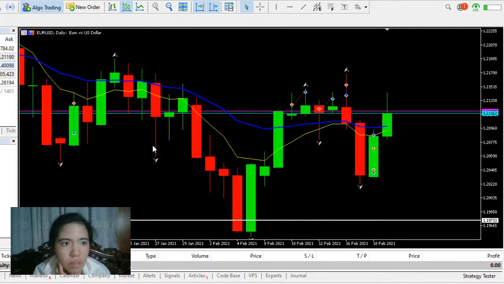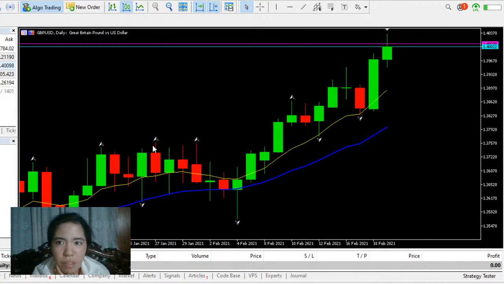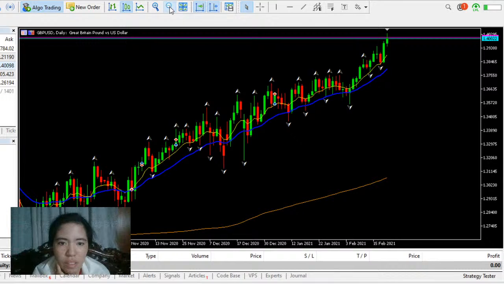GBP/USD. Well, as you can see, the yellow EMA is above the blue. It means that it's bullish bias, so it's more of a buy. Well, obviously, all the bars are just going up.